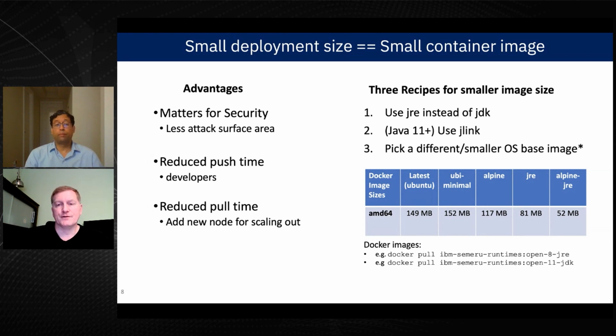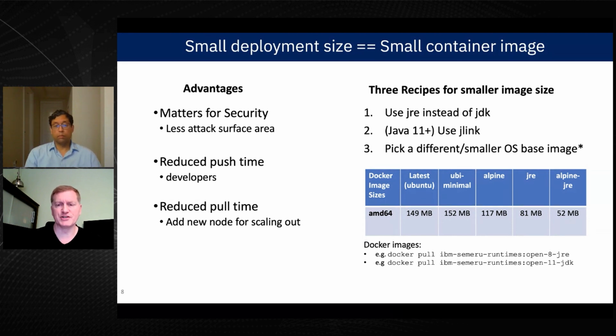The first 3 recipes that we're going to recommend here are: 1, use a JRE instead of a JDK so that you can save space. The JDK has lots of tools that are great for development time, but they're not really used for deployed Java applications. The second one, if you're using Java 11 or later, you can use JLink to remove modules from the runtime that aren't going to be used by your application, and that can save you some space. And the third one is to pick a different or smaller base OS image for your containers so that you don't have a lot of extra stuff that isn't needed to run your application.